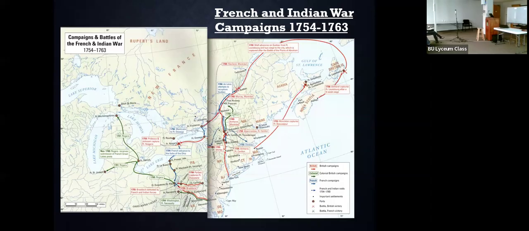Little things happened further south, but they had no major impact on the outcome. The outcome was established here. Now, one of the key issues that happened in 1754 was the French had realized the importance of the Ohio Valley, and they were now willing to commit real resources to securing it.